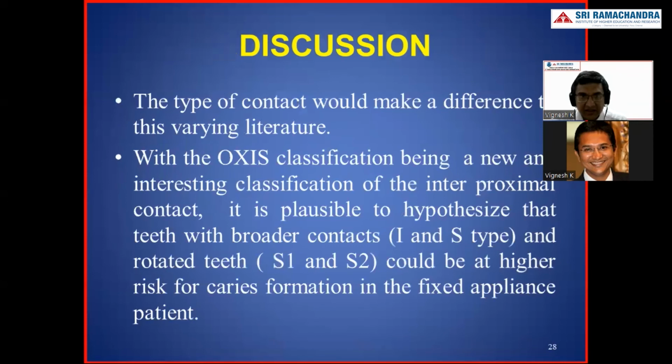So, we hypothesize that the type of contact would make a difference to this literature variation which has been observed. With the OXIS classification being a new and interesting classification of the interproximal contacts, it is plausible to hypothesize that teeth with broader contacts, that is the I and S type, and rotated teeth, S1 and S2 types among the anteriors, would be at a higher risk for caries formation in the patient undergoing fixed appliance orthodontic treatment.